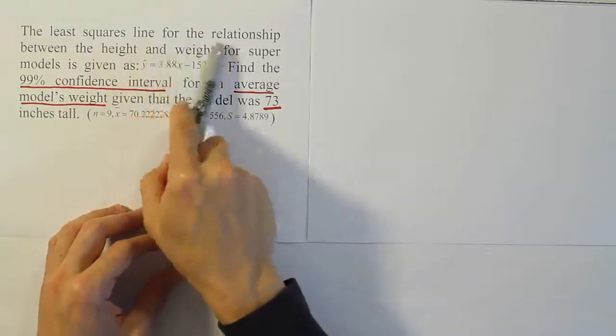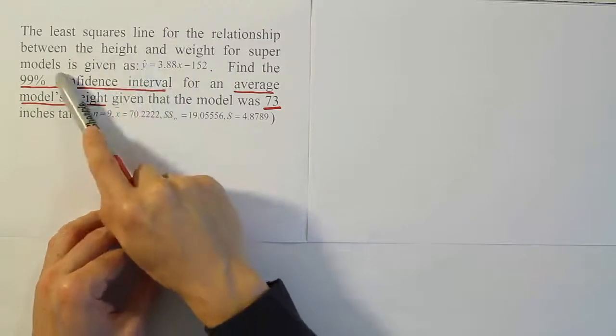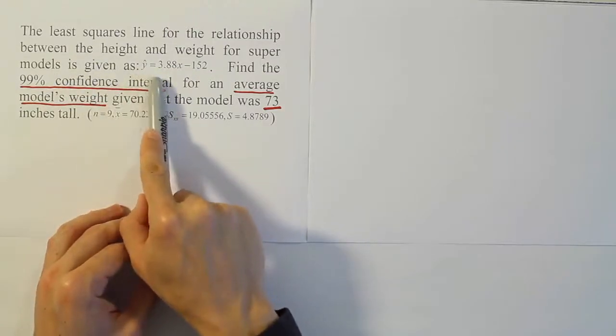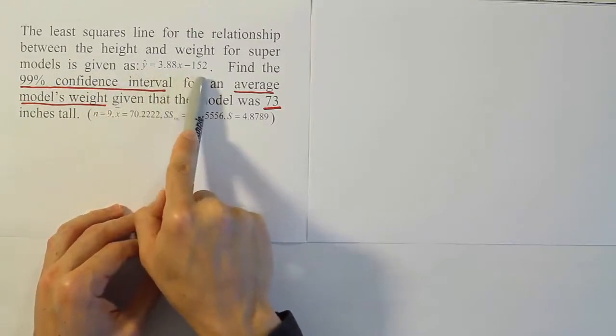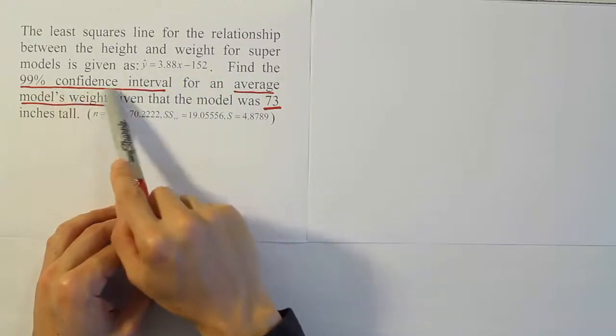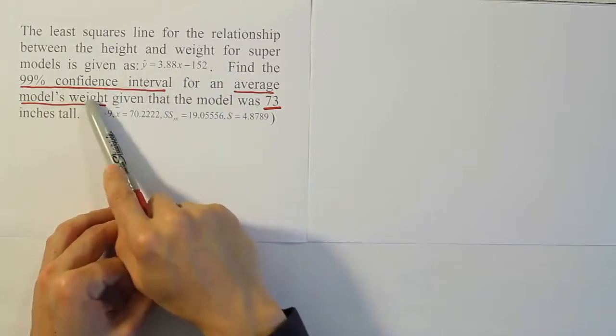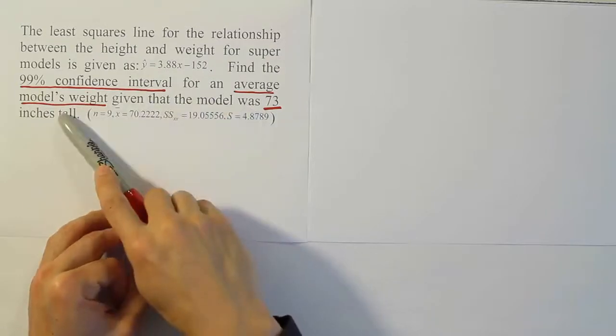The least squares line for the relationship between the height and weight for supermodels is given as y hat is equal to 3.88x minus 152. Find the 99% confidence interval for an average model's weight given that the model was 73 inches tall.